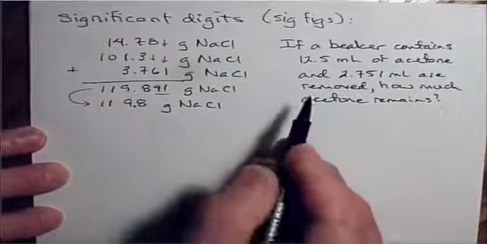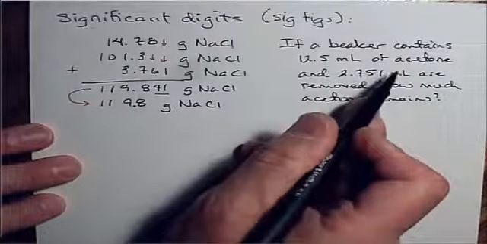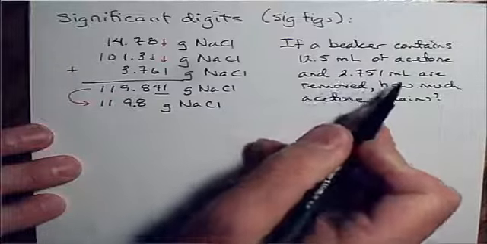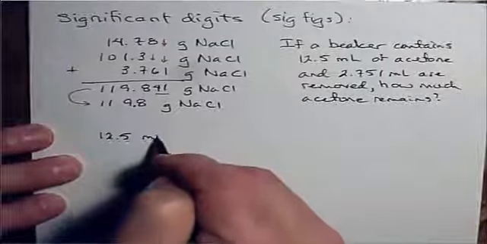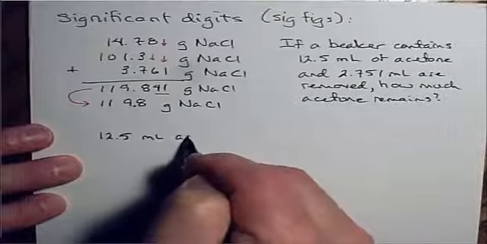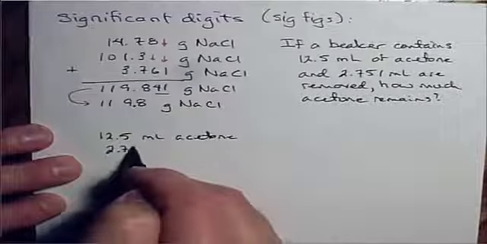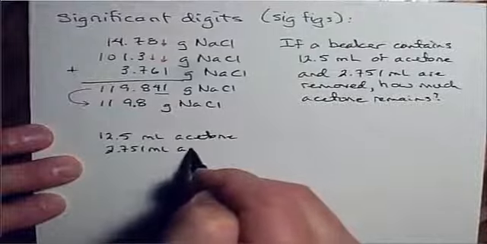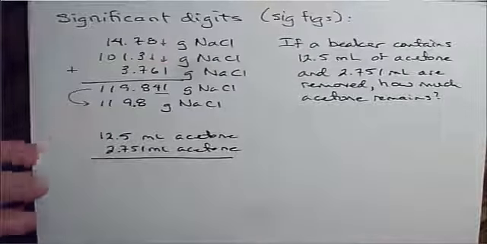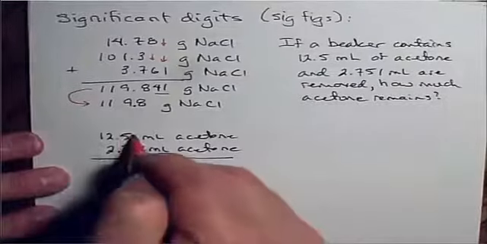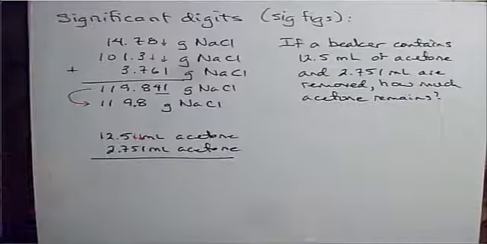Okay, let me do this problem with you and let's see how you did. Compare what you did to what I'm going to do. So we've got 12.5 milliliters of acetone. We're going to remove 2.751 milliliters. So 12.5 milliliters acetone and 2.751 milliliters of acetone. Now those arrows are not required, they're optional. If you want to leave the arrows off, that's fine. I usually put them on here just to illustrate the fact that I have empty slots.